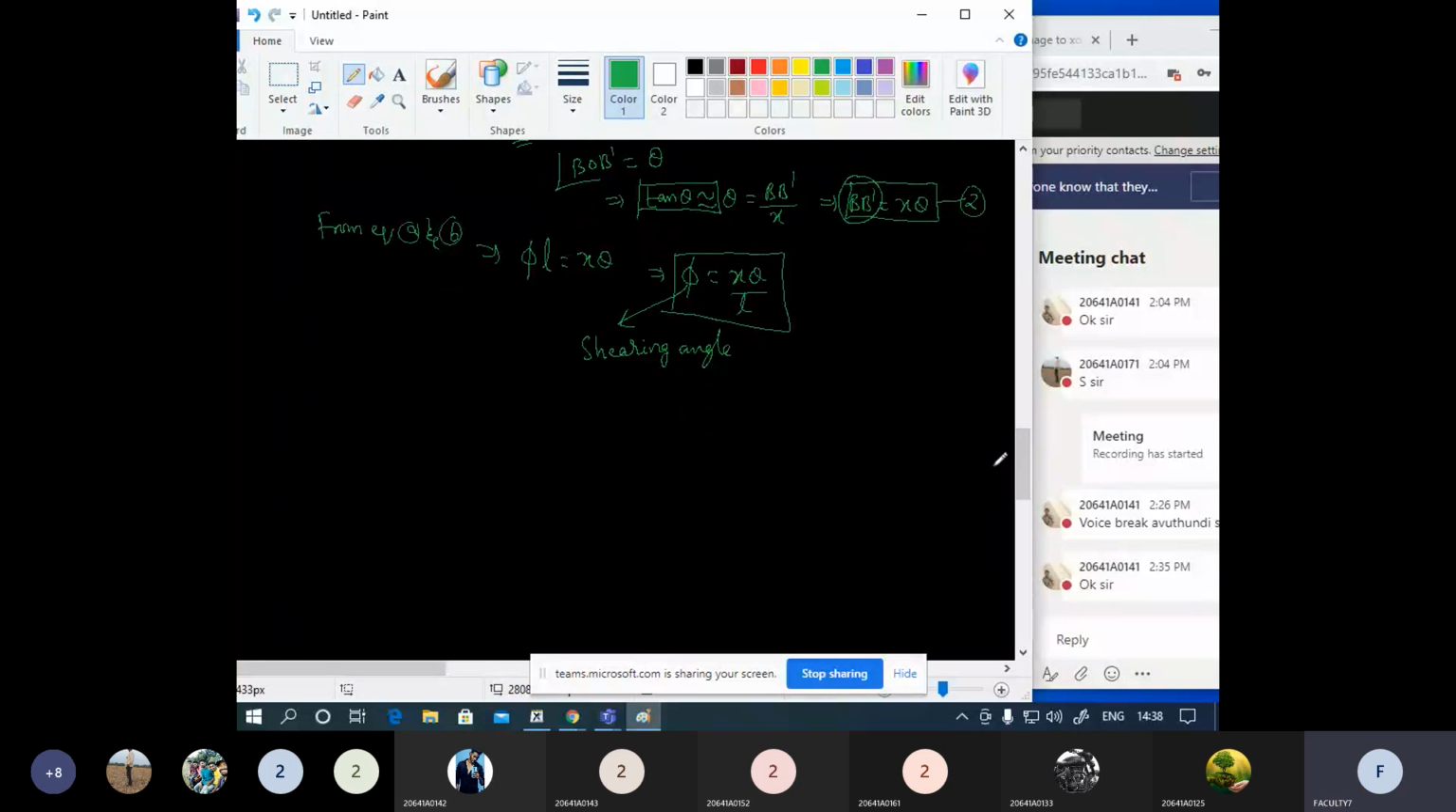Now you got the shearing angle. Now let us go with the modulus. Here we are going to see a new explanation regarding this concept. Let us see what that is.